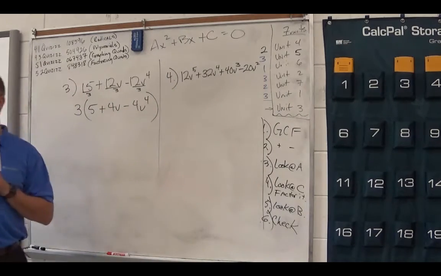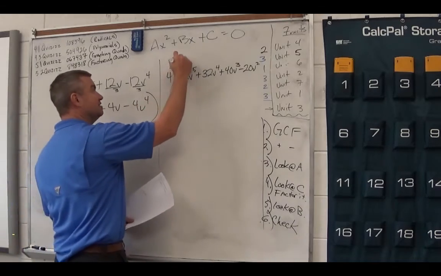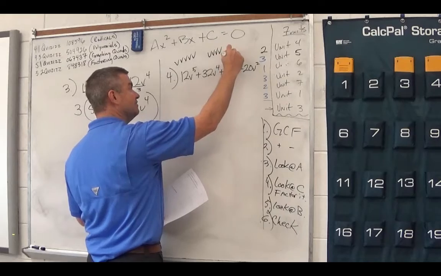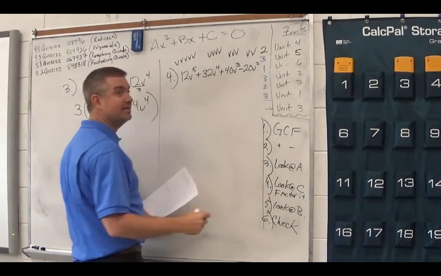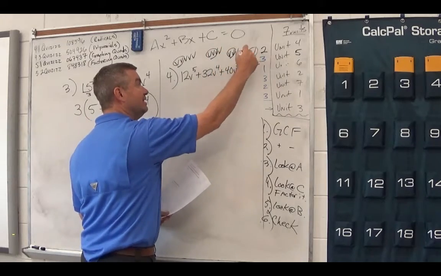What's different about number 4? They all have a V, not just a V, but a V squared. How do we know that? Well, this is V, V, V, V, V. This is V, V, V, V. This is V, V, V. And this is V, V. Right? They all have at least 2 V's in them.